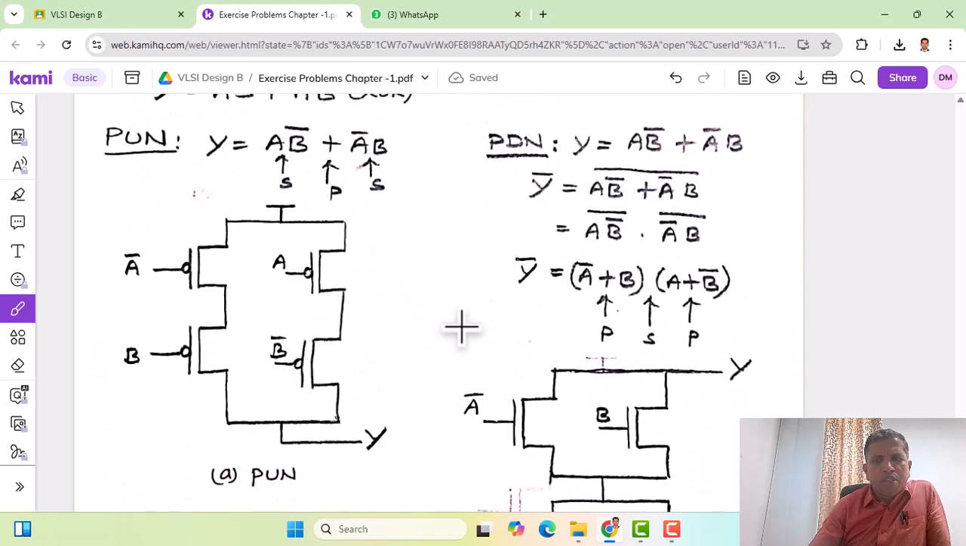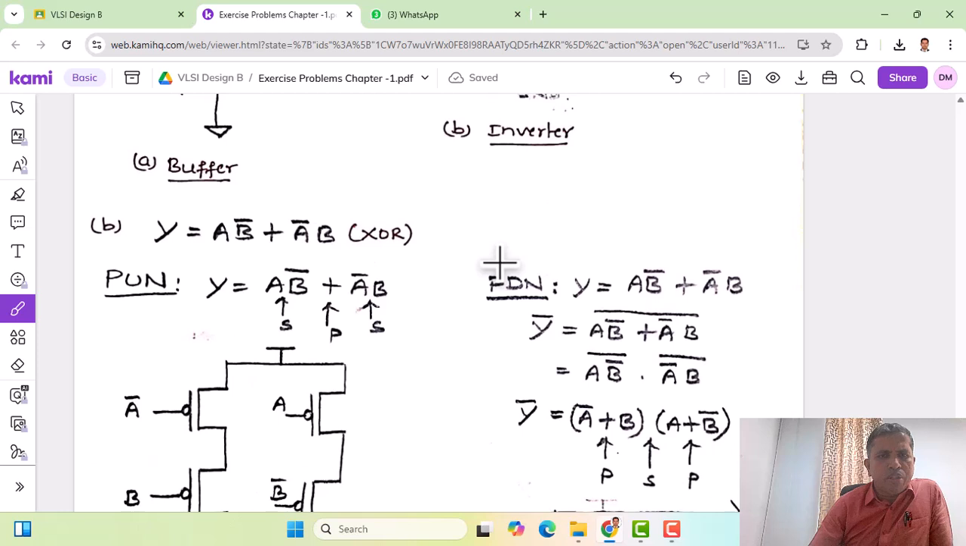Now let us go to the last expression, which is an XOR gate. So once we know to write the CMOS structure for XOR gate, we can easily write a CMOS structure for XNOR as well.